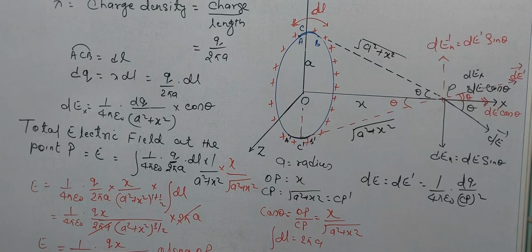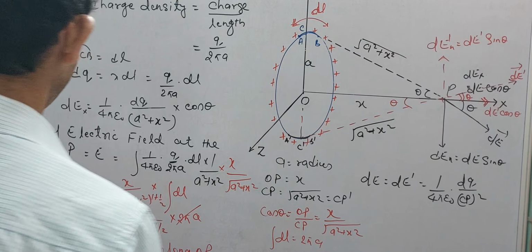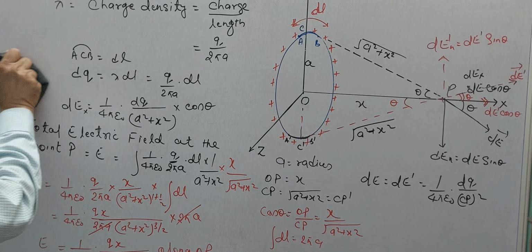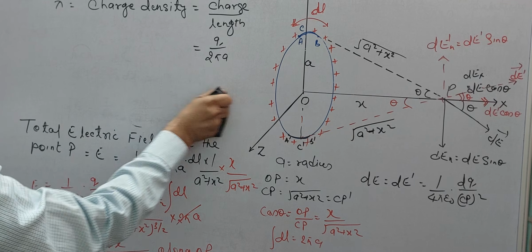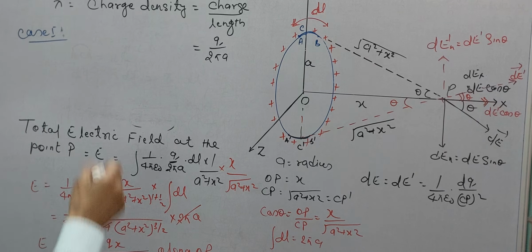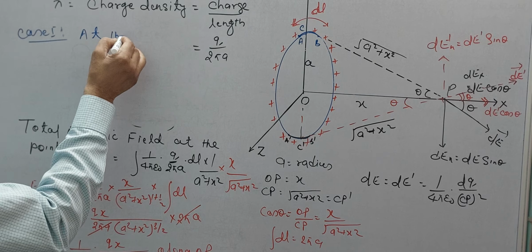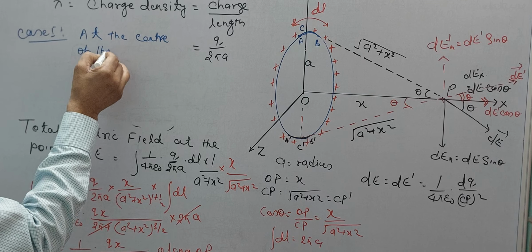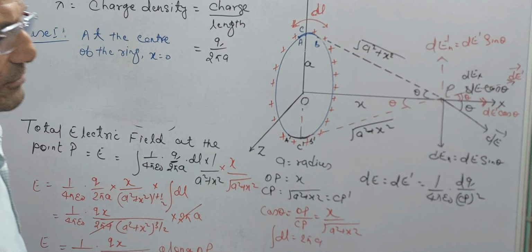If I take some cases of this, what will be the electric field at the point? Now I have taken two cases here. Case number 1, at the center of the ring. O is the center of the ring. If I place x equal to 0 at the center of the ring, this is the circular loop like a ring.